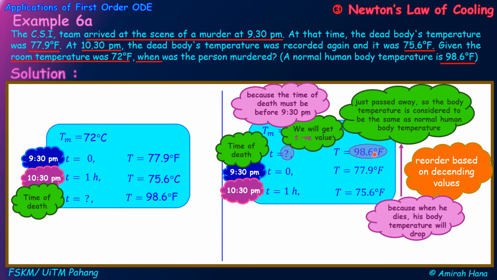98.6 degrees Fahrenheit means normal human body temperature. When the person just passes away, the body temperature is considered to be the same as the normal human body temperature. That's why we put the temperature equal to the normal human body temperature when we want to find the time of death.